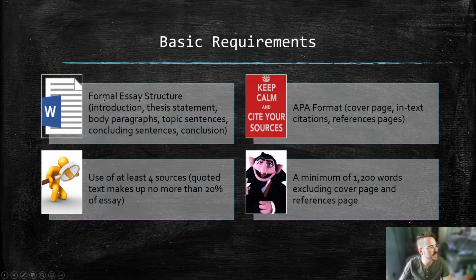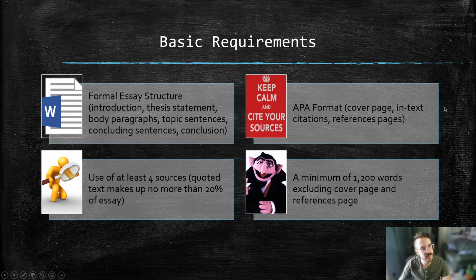Basic requirements: it needs to be a formal essay structure. So you're going to have an intro, a body, and conclusion. Your intro is going to have a hook and a thesis statement. Your body paragraph should begin with a topic sentence, which is a sentence that identifies what the paragraph is going to be about, or what the point of the paragraph is. Your body paragraph should end with concluding sentences that are going to bring the paragraph to a satisfying conclusion. It's going to give a sense of closure to the paragraph, and it's also going to transition into the next paragraph. And then at the end of your paper, you're going to have a conclusion paragraph.